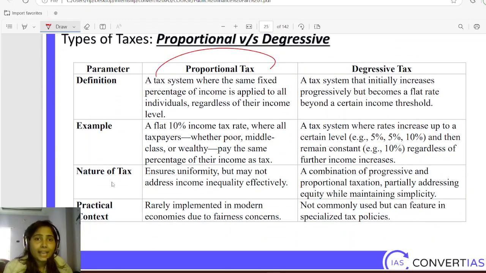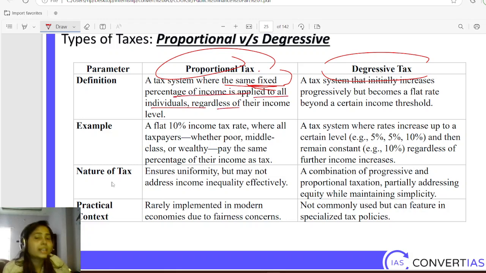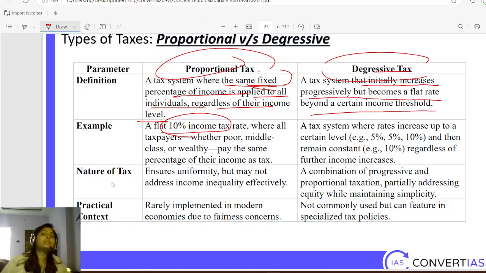Then proportional tax and digressive tax. Proportional tax, I have already given you the example in the beginning only. A tax system where the same fixed percentage of income is applied to all individuals regardless of their income level, a flat 10% income tax rate. Okay. Digressive tax initially increases progressively but becomes flat beyond a certain income threshold.